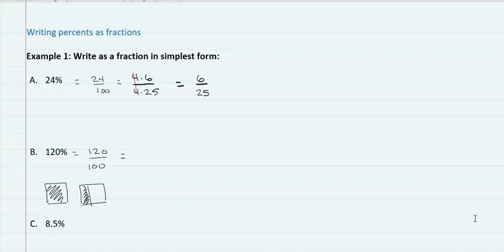So going back to this fraction, we're going to reduce this. Both of these are divisible by 20. 20 times 6 and 20 times 5. And the 20s are going to divide out, and you're going to get 6/5.